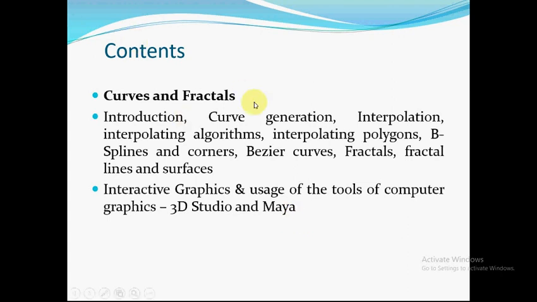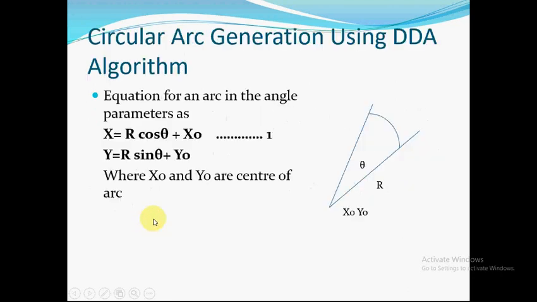Today we are going to cover curves and fractals from unit number 6. The contents are: introduction, what is meant by curve generation, interpolation, interpolating algorithms, interpolating polygons, B-spline curves and corners, Bezier curve, fractals, fractal lines and surfaces. These are all regarding curves. And what is interactive graphics? It is the use of computer graphics tools in 3D Studio and Maya.